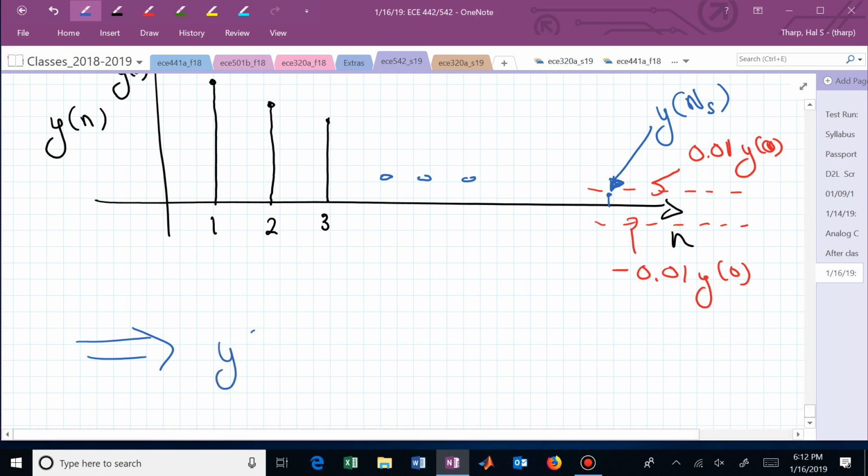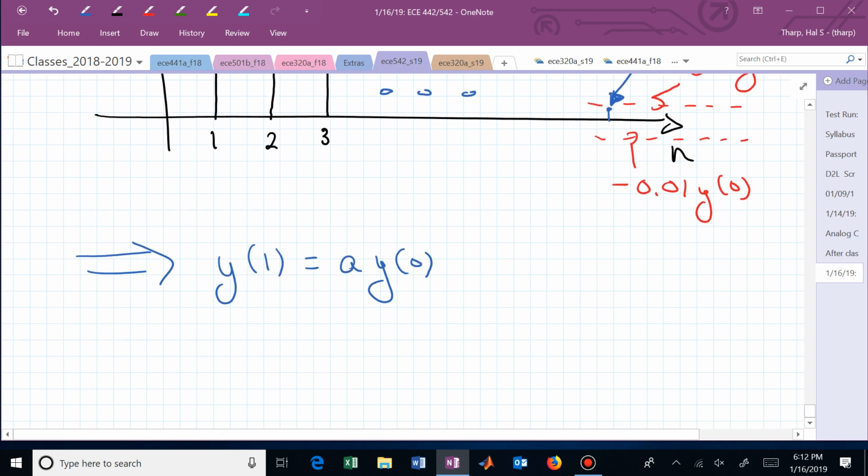I know that y of 1 is a y of 0. You're thinking in the background, but you're writing things down so that you kind of convince whoever you're talking to that you know what you're talking about. So I know that y of 1 is a y of 0. Y of 2 is a y of 1. That's the definition of the difference equation that we had. Y of n plus 1 is equal to a y of n.